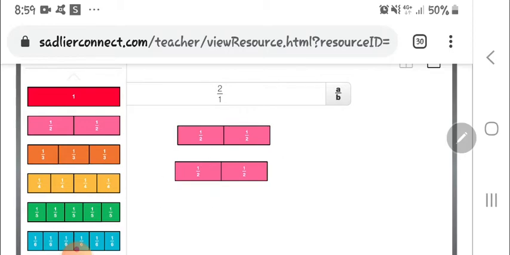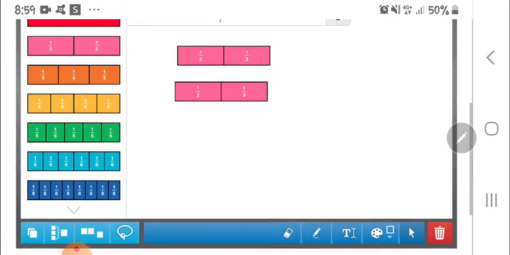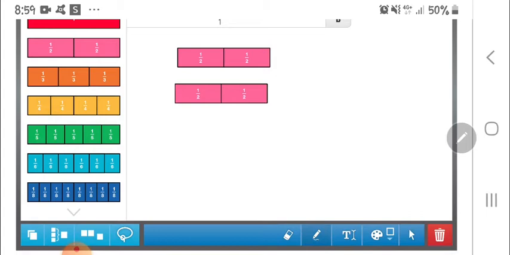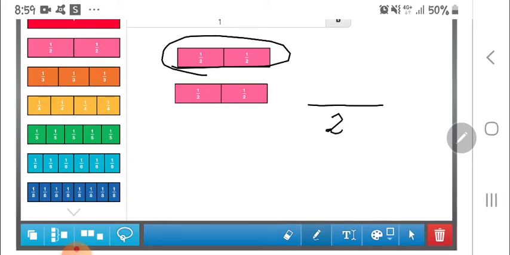Now, how many pieces do I have here? Down you have a pen. You put the fraction line and cut. How many pieces did you cut one whole into? This is one whole. Circle one whole. How many pieces did you cut one whole into? 2 pieces. So my denominator is 2.